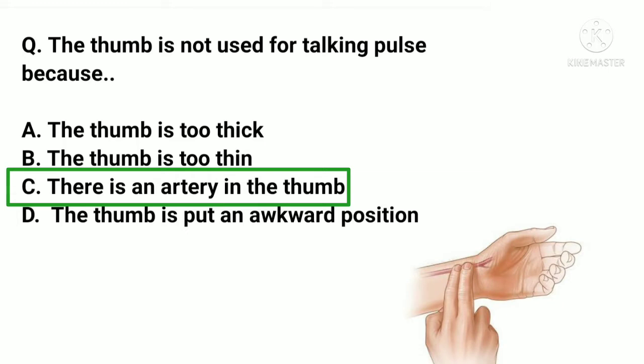Because there is an artery in the thumb that produces a pulse which the nurse could mistake as the client's pulse. So, for taking pulse, finger tips of hands are used, not a thumb.